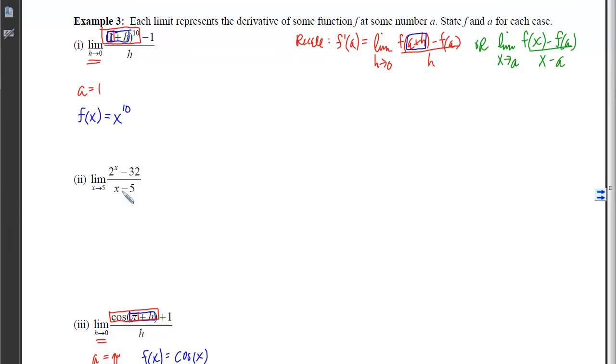So now let's look at the third and final, number 2, which is the green version. This one has an x approaching a, so we can see that x is approaching 5. This one's actually much simpler because it's easy to read the a off. It's just whatever x is getting close to. And it's easy to read the function because that is the f of x on the top of your fraction. So in this case, f of x is 2 to the x.